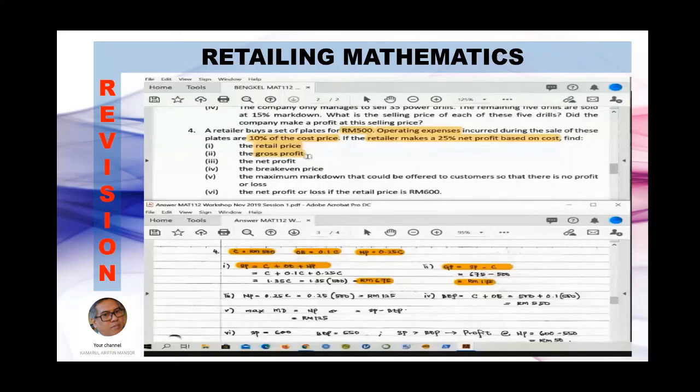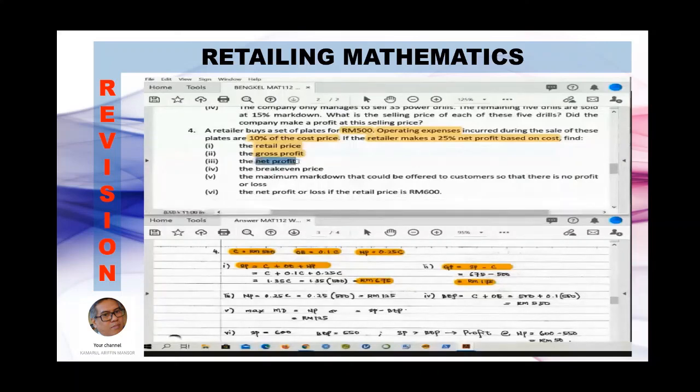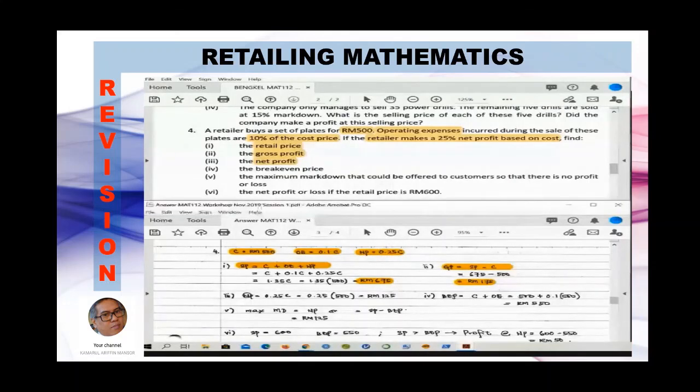The third one, they ask you to find the net profit. So net profit adalah 0.25 C. So kita akan dapat net profit 0.25 C. So gantikan C dengan 500. So you akan dapat 125. Okay, itu adalah untuk net profit.